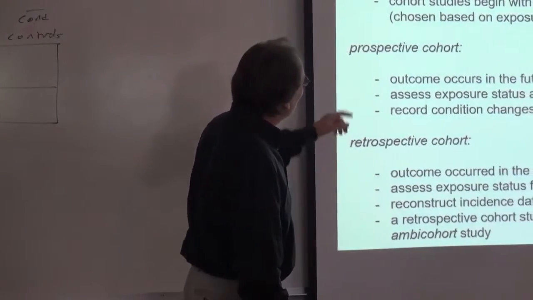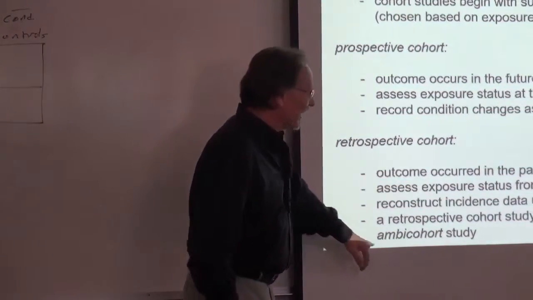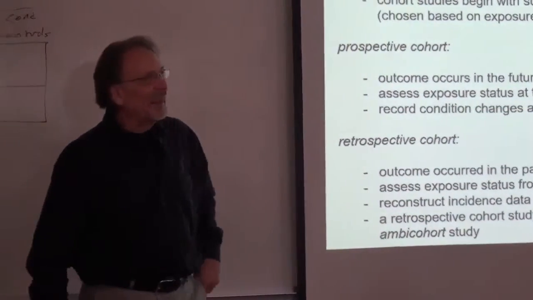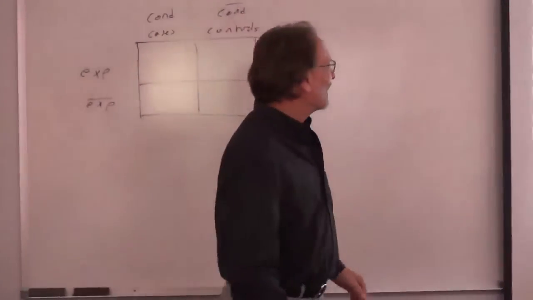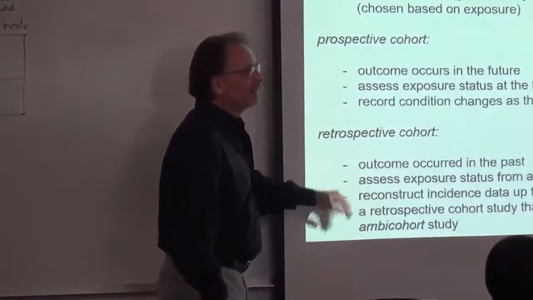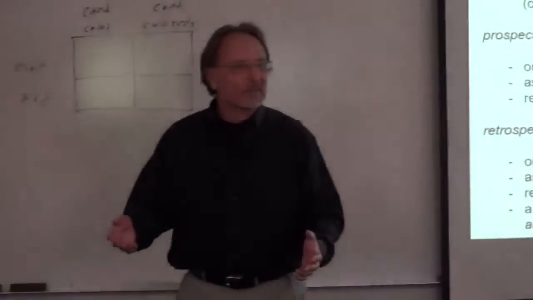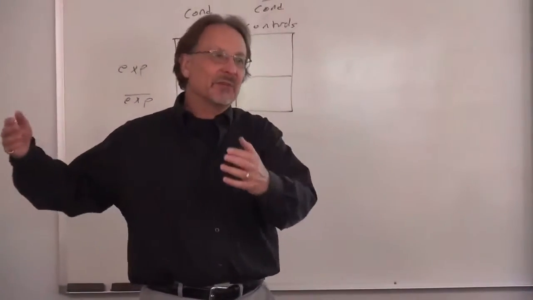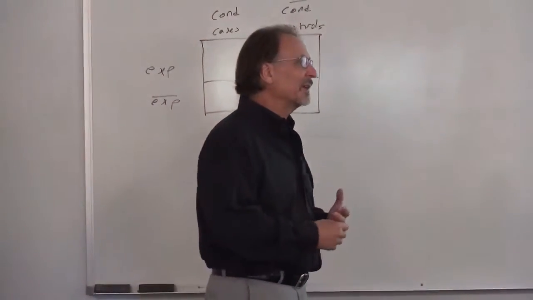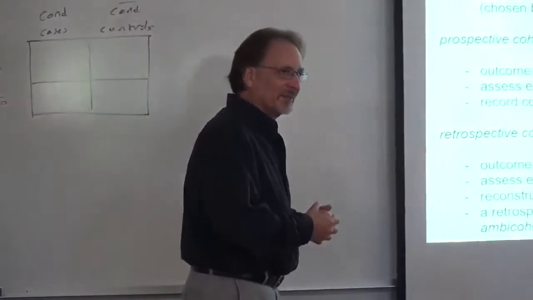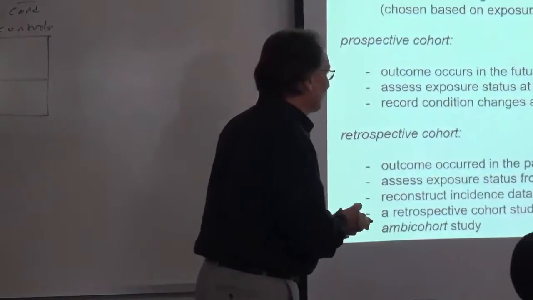There's an interesting combination of the two. That's called an ambicohort. An ambicohort means that I combine the two. I use retrospective data, take the same people, presumably that they're still working at the plant, and then continue it into the future. So it combines retrospective and prospective into the same study.